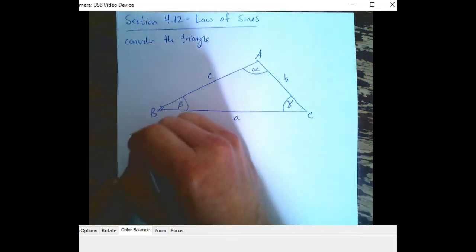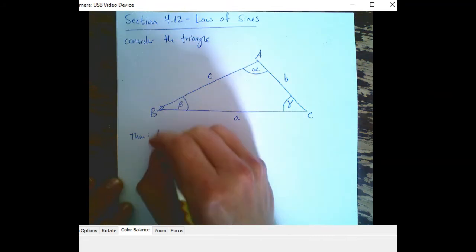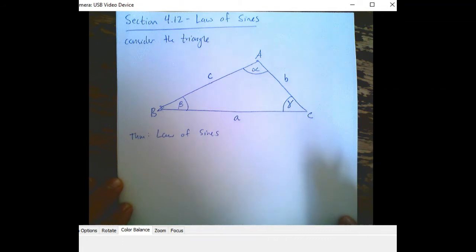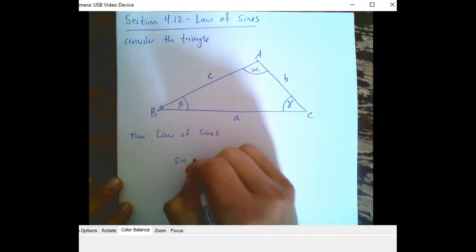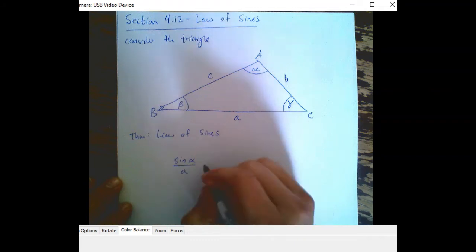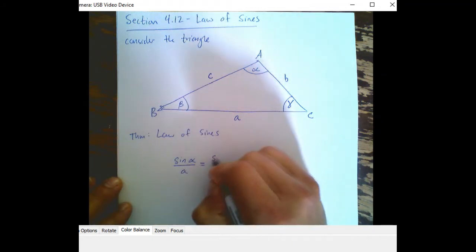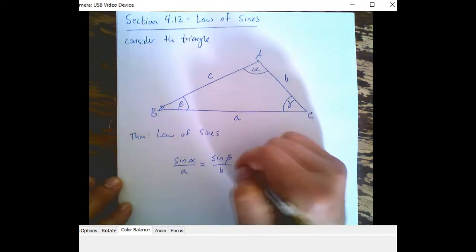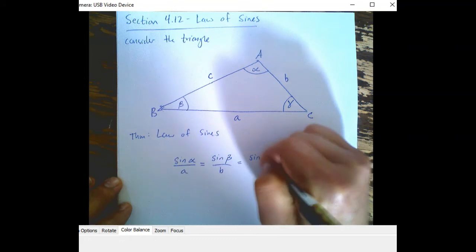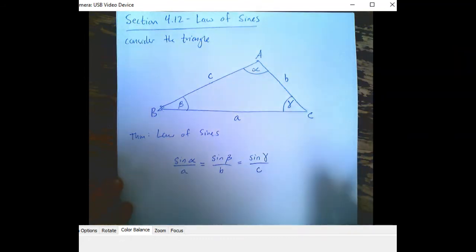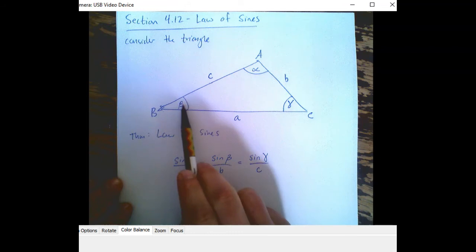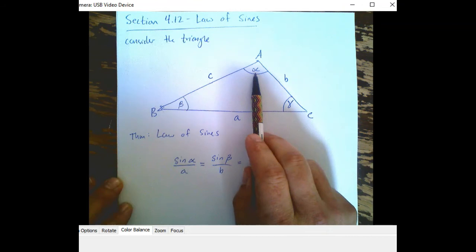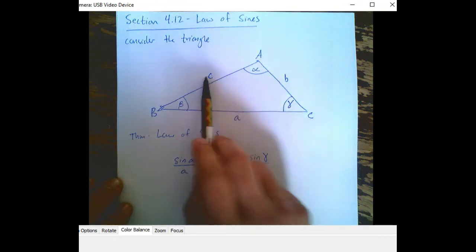So here's our theorem. The law of sines says that the sine of alpha over a is equal to the sine of beta over little b equals the sine of gamma over little c. So basically it's the sine of this angle divided by the side across from it is equivalent to the sine of the other angles divided by the sides across from those.